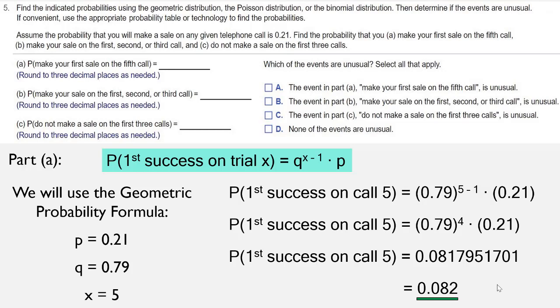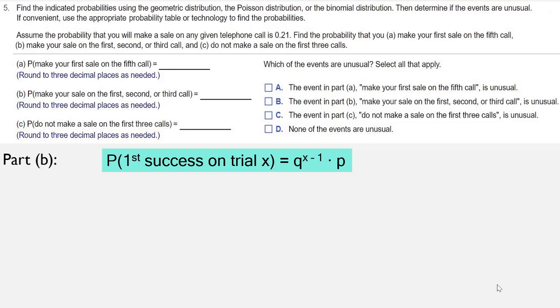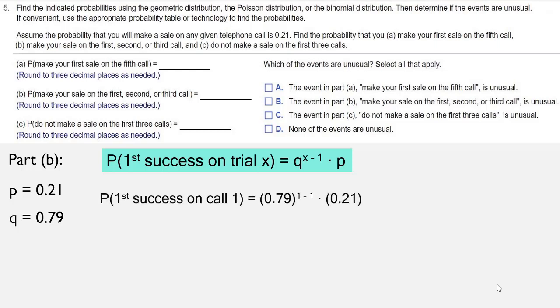In part B, we need to do several different occurrences of this probability formula. So we are looking for the value that happens when x is equal to 1, when x is equal to 2, and when x is equal to 3. The p and the q don't change. P is still 0.21, q is 0.79. So we're going to find the probability that we make our first sale on the first call, and that's 0.79 to the 1 minus 1 times 0.21, which ends up being 0.21.